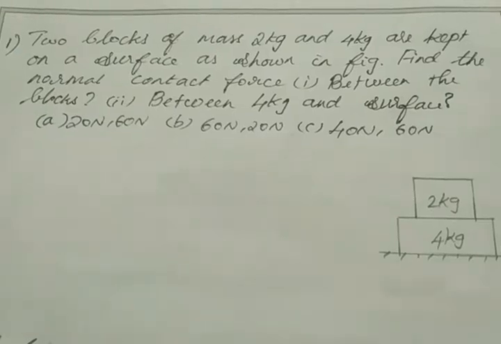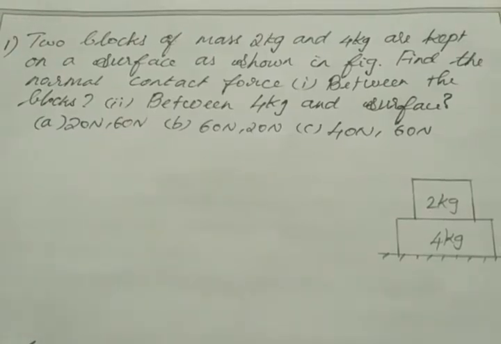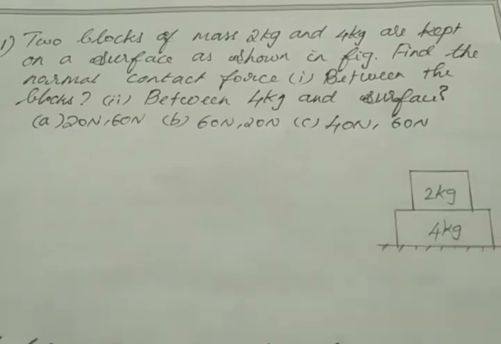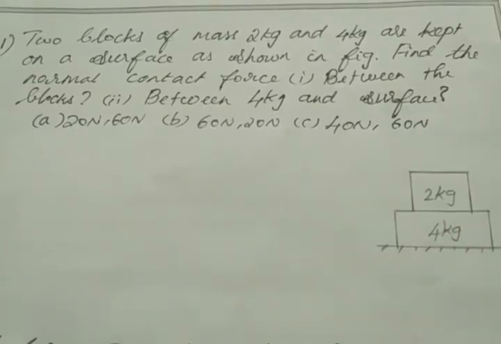So the first problem says that two blocks of mass 2 kilogram and 4 kilogram are kept on a surface as shown in the figure. Here we have two masses, 2 kilogram and 4 kilogram, kept on a surface. Find the normal contact force. So we have to find the normal force between the blocks and between the 4 kg block and the surface.